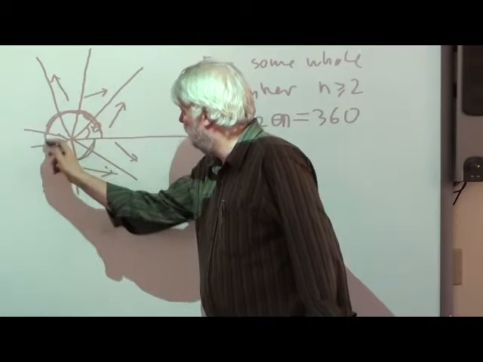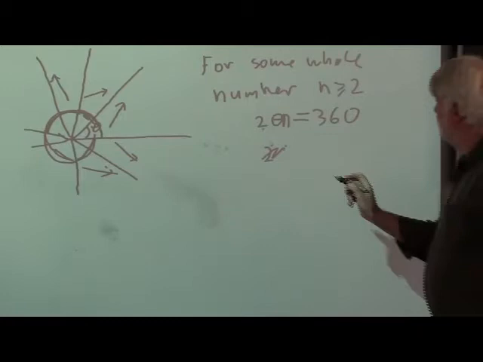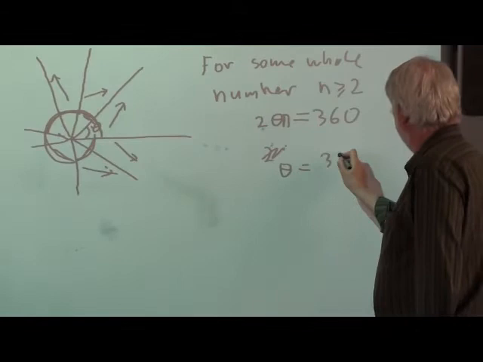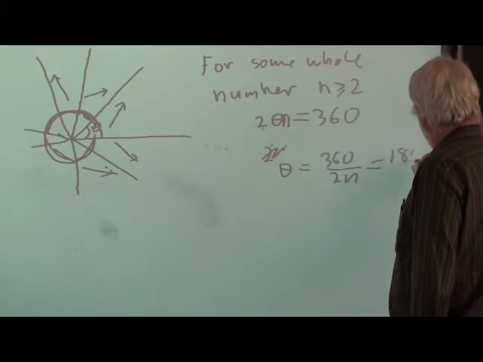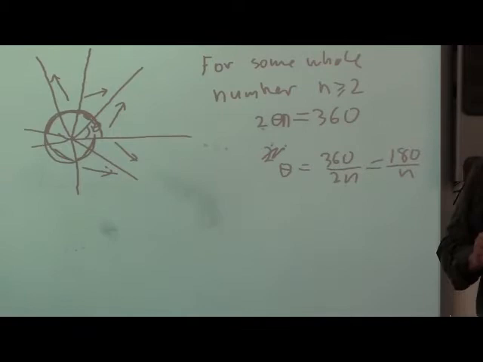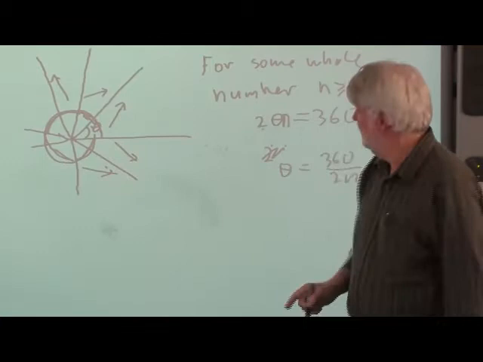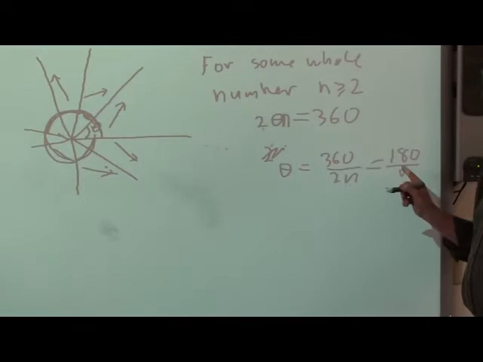Does the picture begin making sense? So this is going to say that my theta is 360 over 2n, or 180 degrees over n. So if you want to look at a kaleidoscope with just one angle in it and get a pretty snowflake picture, you want the angle to be 180 divided by that. If n is 1, you just have a regular mirror.